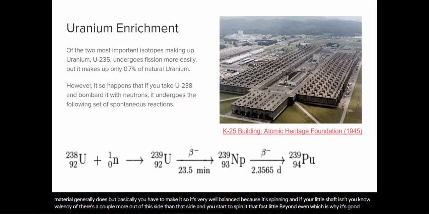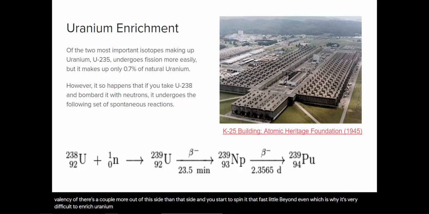Which is why it's very difficult to enrich uranium. And it doesn't typically happen on a very small scale. Now we still have a plant that does it. There's one in Ohio that does it, but these centrifuges take a lot of energy and they take up a lot of space.